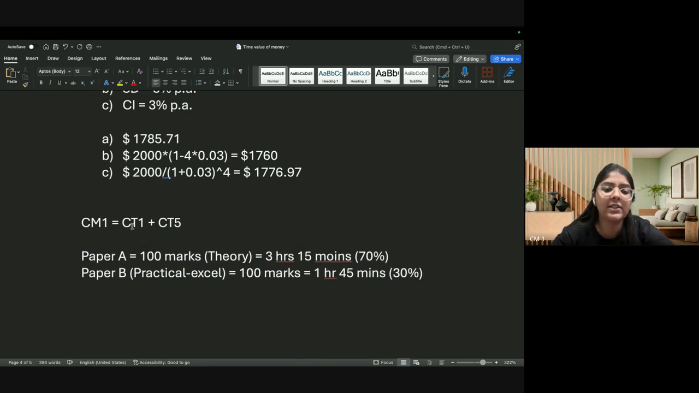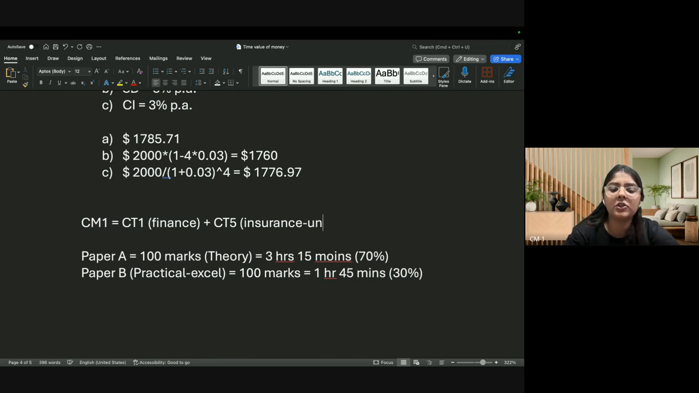This is the CT1, CT5 division. Basically, earlier there were two exams, separately for CT1 and one separate for CT5. Both of these are combined and made into one exam, which is CM1. Now, CT1 is everything about finance that we have just started. And CT5 is everything about insurance. And in insurance, everything is uncertain.